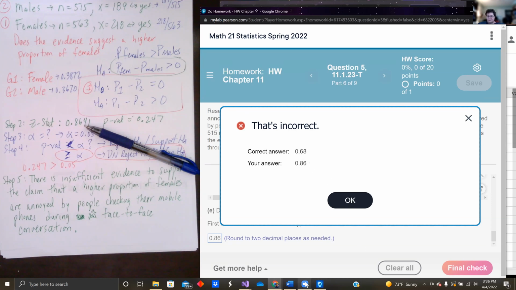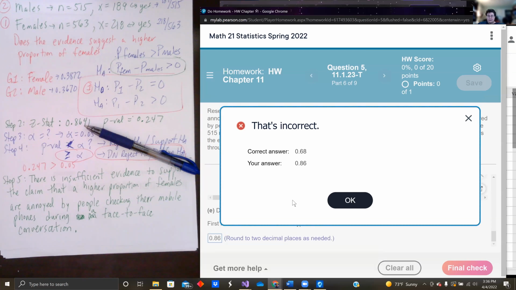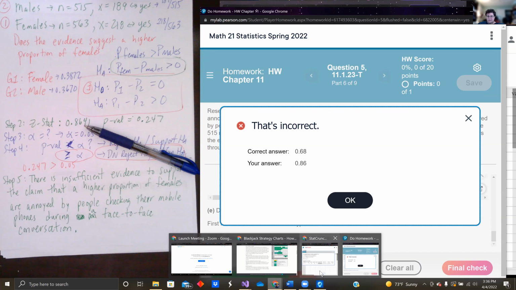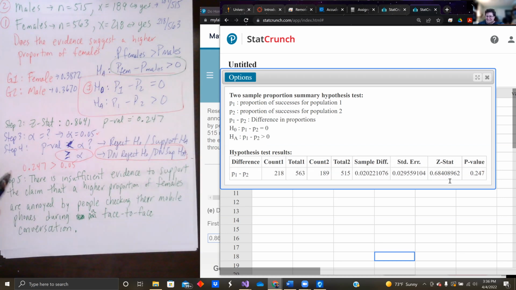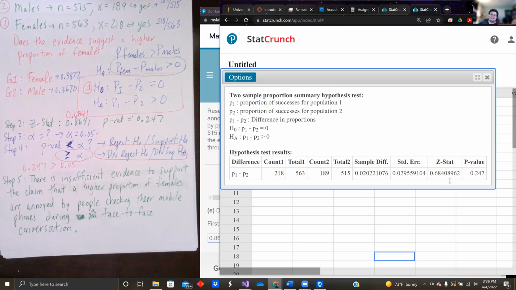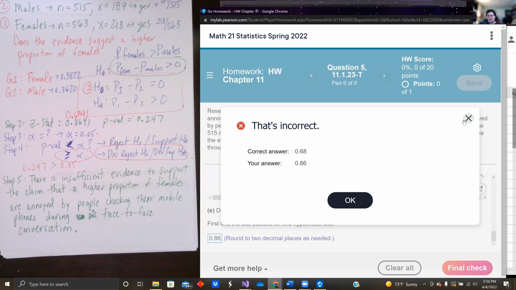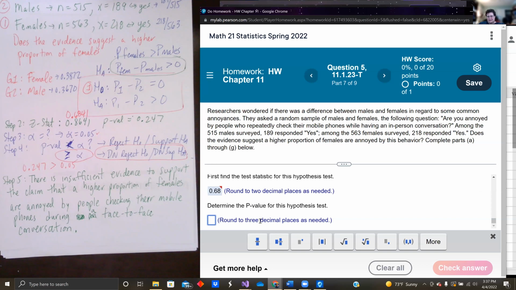Oh shoot, did I transpose it? I might have transposed it. Ha! I did. I wrote it backwards. I wrote 8641. It should have been 6841. Oh, my bad. I guess I should have looked at it again when it said I was still wrong. Oh, that's terrible. Oh, well. There's my p-value question. And now they want 3 decimal places. 0.247.